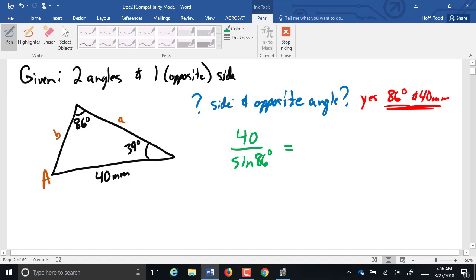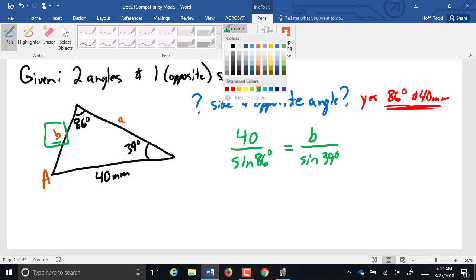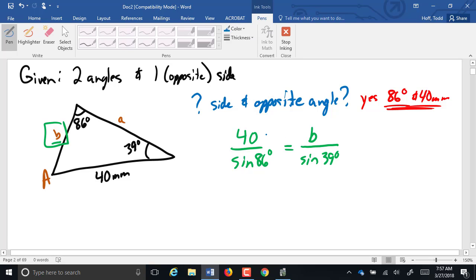Rather than calculating out what that value is, however, let's compare it to other parts of the triangle. Let's say I want to find side B. Well, B is a side, so does that go on top or bottom? Goes on top. What's its opposite angle? What angle is going to go down here? 39, so sine of 39 degrees. So right there, I can find the length of B. I'm going to cross multiply: 40 times the sine of 39 divided by the sine of 86.